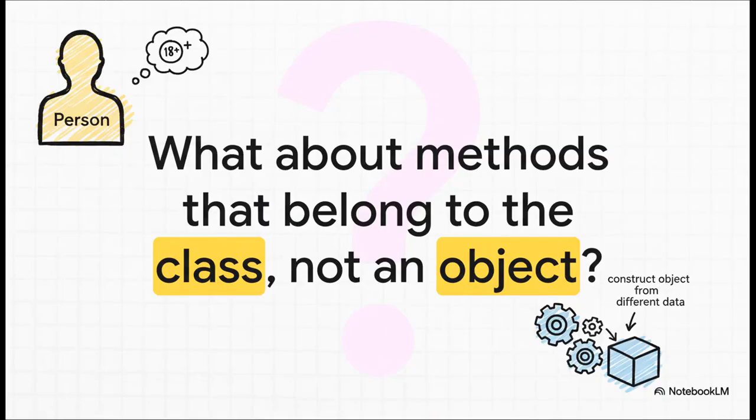Just think about it for a second. Sometimes you need a function that's related to a class in general, but it's not tied to any one specific object you've made. For instance, maybe a little utility to check if a certain age counts as an adult, or a special method to create a person object from their birth year instead of having to calculate their age first. These are actions that belong to the person blueprint as a whole, not to any single person.